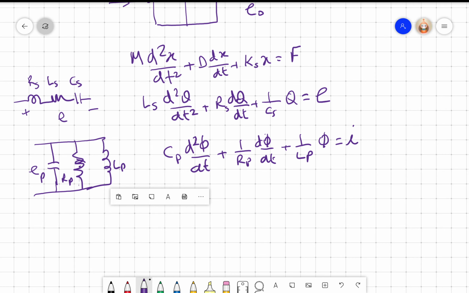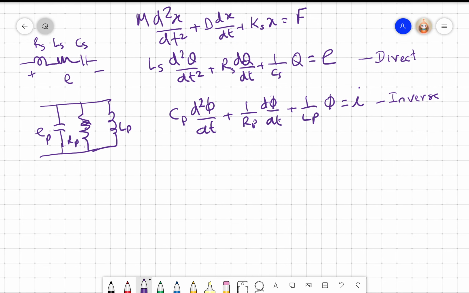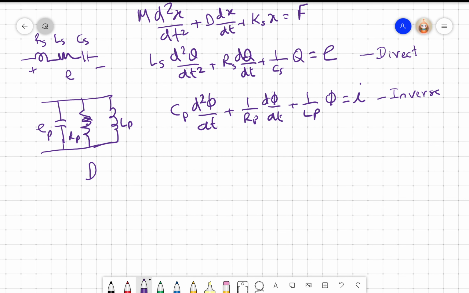So now we see that these two are, this is called the direct mechanical to electrical equivalent. This is called the inverse mechanical to electrical equivalent. Let us look at the direct equivalent. In the direct equivalent, which we already saw, if I compare these two, right, what I am going to get is displacement x is charge q, right? So this is displacement x is equal to charge q, right?